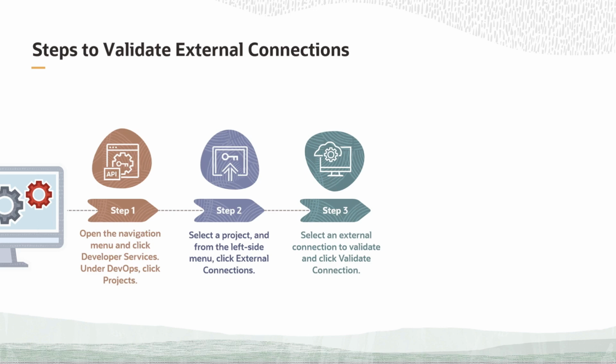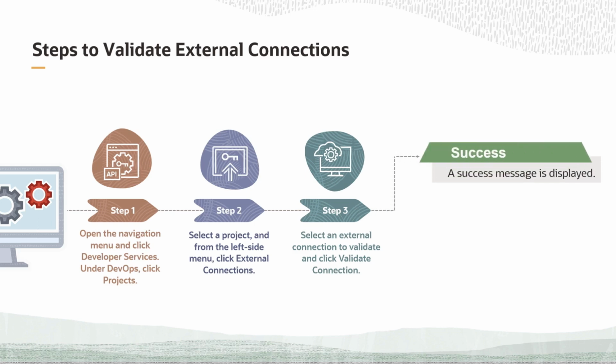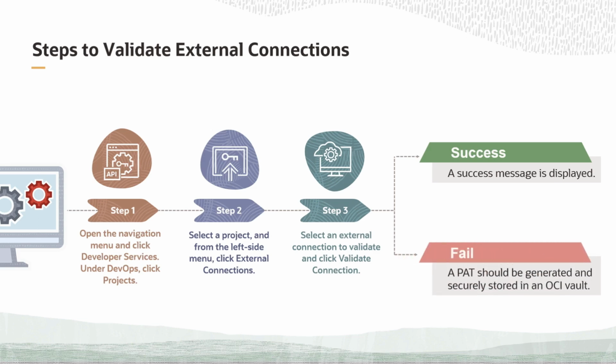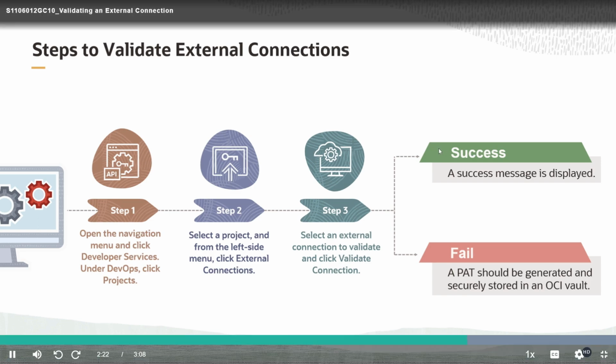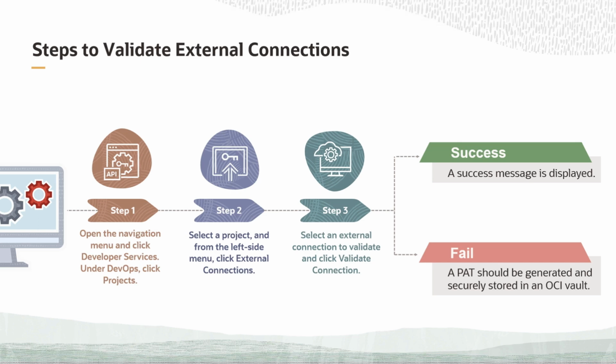Once validation is initiated, you will receive an outcome message. If the validation is successful, a confirmation message will be displayed. However, if the validation fails, you will be notified of the failure. In case of failure, it's important to generate and securely store a personal access token in an OCI vault. By following these steps, you can ensure the smooth functioning of your external connections in OCI DevOps projects.